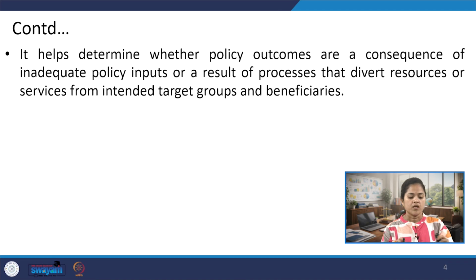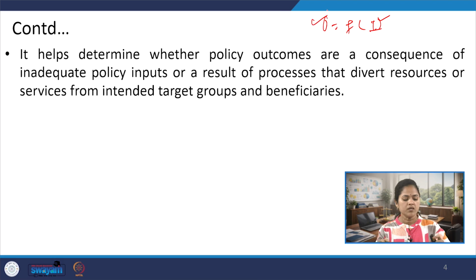Moreover, the social audit also helps in determining whether the policy outcomes are because of the policy inputs. Many times we find that outcomes are functions of the policy inputs. If there is any problem associated with the policy input, or a faulty design in the policy inputs or processes, then the expected outputs may not be achieved.